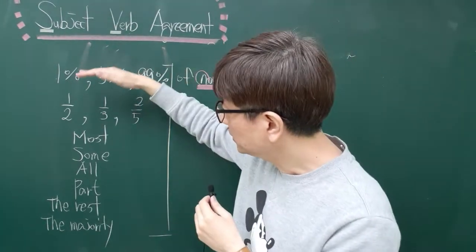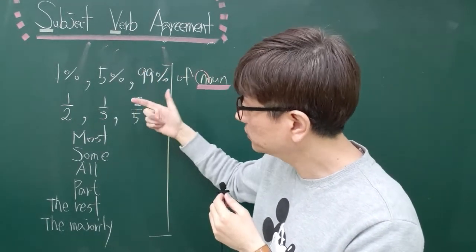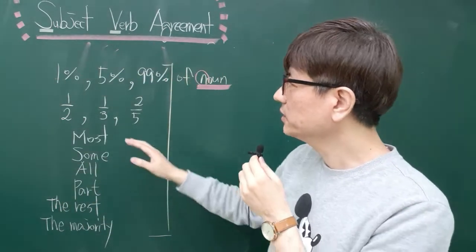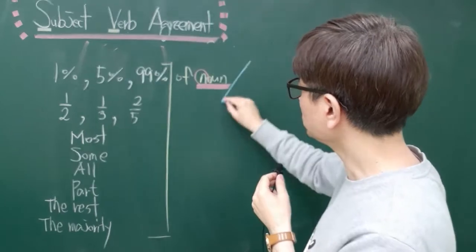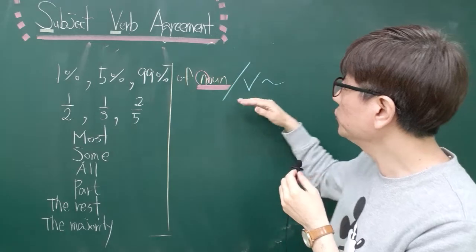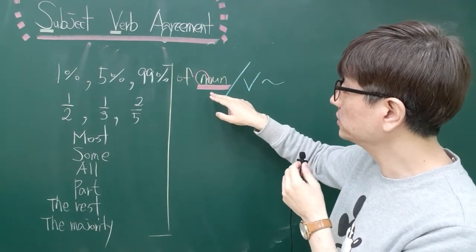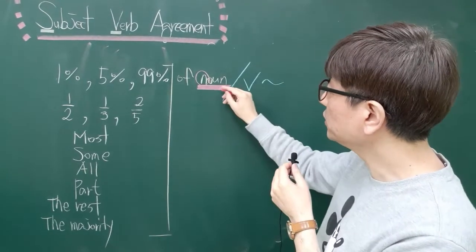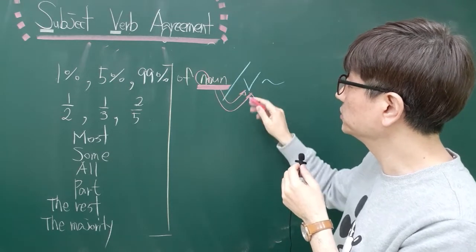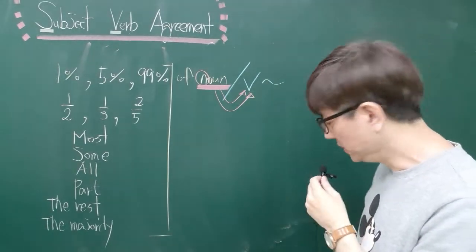I mean, these 8 things you have to memorize: percentage, fraction, most, some, all, part, the rest, majority. These things have nothing to do with the verb. You have to focus on this noun. If this noun is singular, then the verb is is. If this noun is plural, then the verb is are. Let's solve some examples.